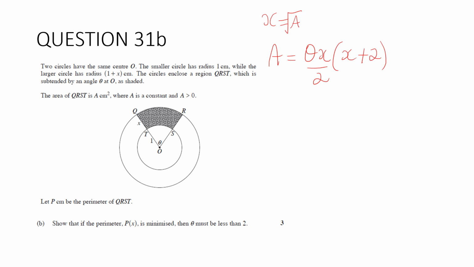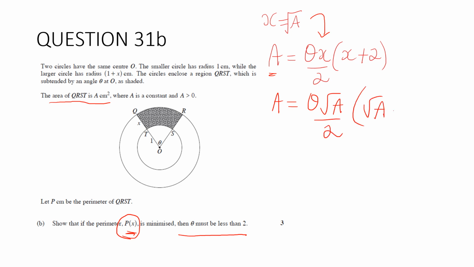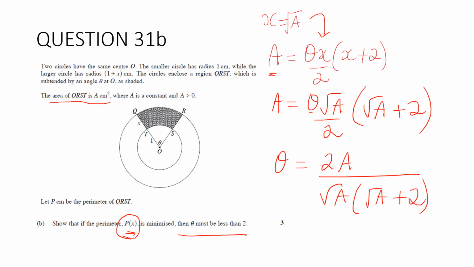But how do we answer this? Now we could go back to the equation for the perimeter, but it doesn't help us because that's variable, whereas area isn't, it's fixed. The area of this is a centimetre squared. So let's substitute our solution in and figure out an equation involving theta and a. So a is equal to theta root a on 2 and then root a plus 2. All right, I want to make theta the subject. So theta will be equal to 2a over root a and then in brackets root a plus 2. And I can tidy this up. That will become root a on top.